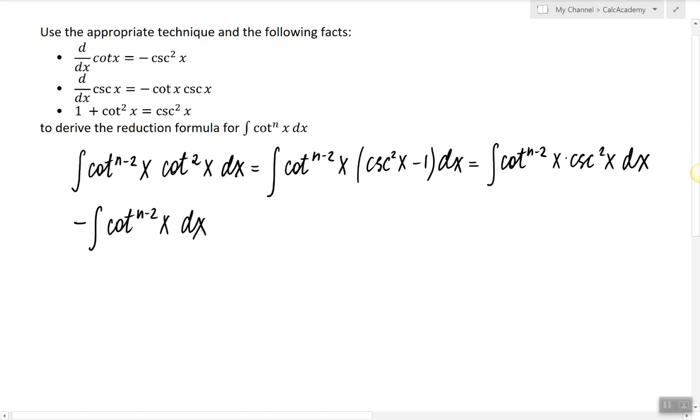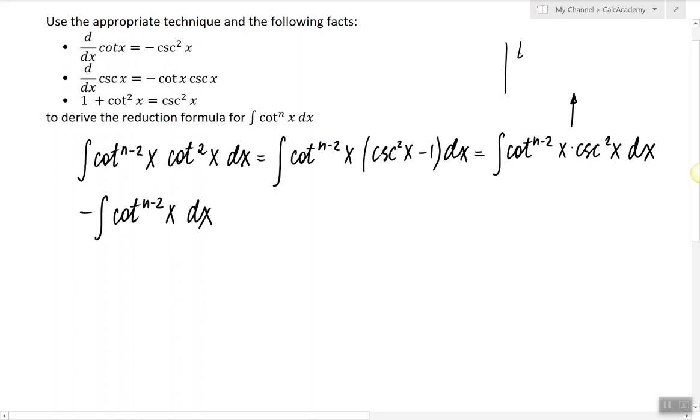And the last integral we'll leave alone. That's going to be part of the reduction formula. The first integral we are going to do by substitution. And the substitution that we're going to perform is the following. We're going to let t be equal to cotangent of x. Then dt will be negative cosecant squared x dx.